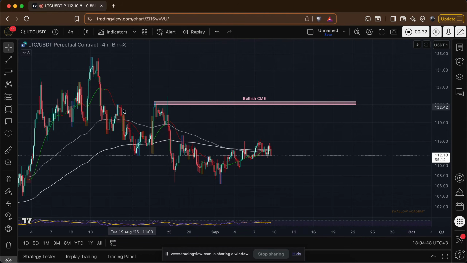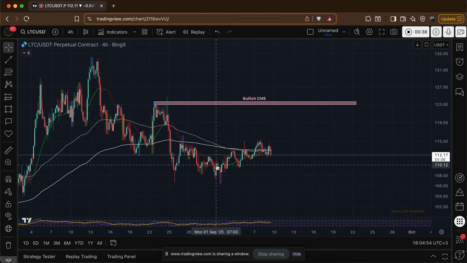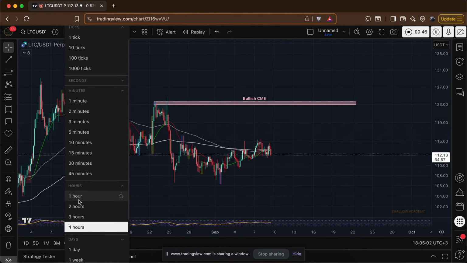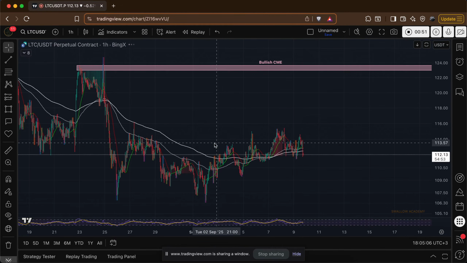Now, since we last checked, the price was in this region, and we had some kind of upside momentum. It tried to go for a breakout but filled the CME gap as well, pretty quickly. So as of now, going to even smaller time frames.